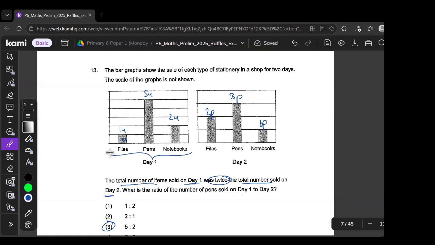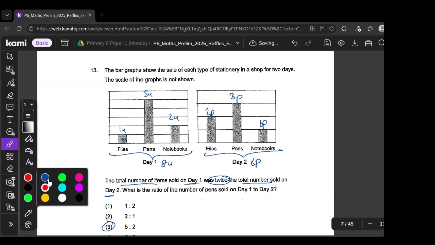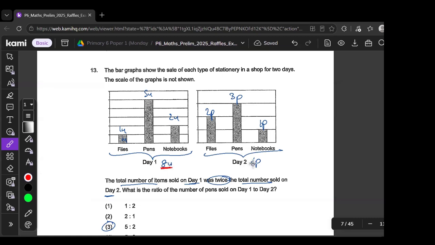So you add all this. Day 1 got total 8 units. Day 2 got how many? Day 2 got 6 parts. Okay, this is quite fun. You are supposed to make this to be double. How to make the 8 to be double of 6? You have to play with the numbers.